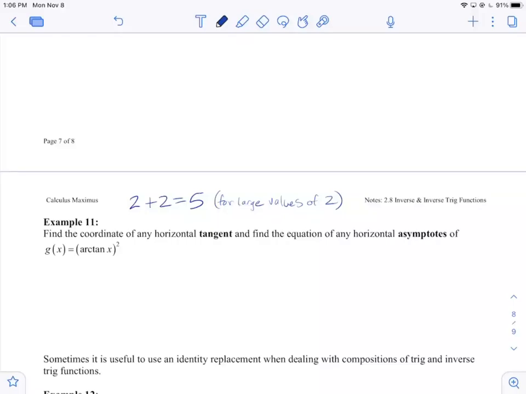All right, let's do example 11. 2 plus 2 equals 5 for large values of 2. Okay, true story, right? Find the coordinate of any horizontal tangent and find the equation of any horizontal asymptotes.